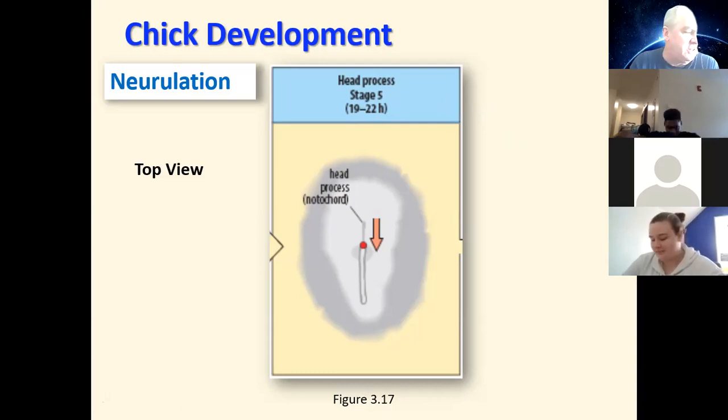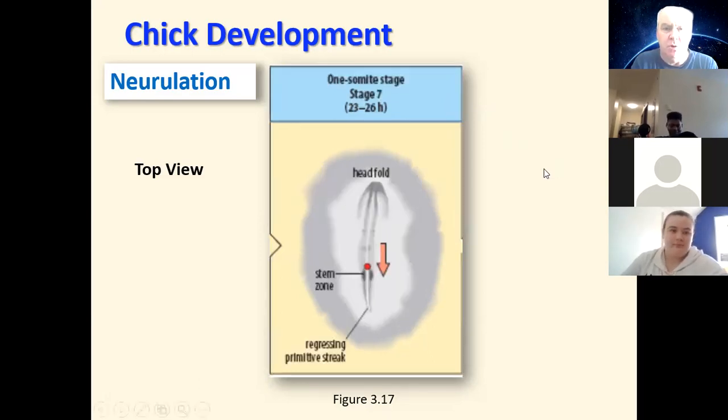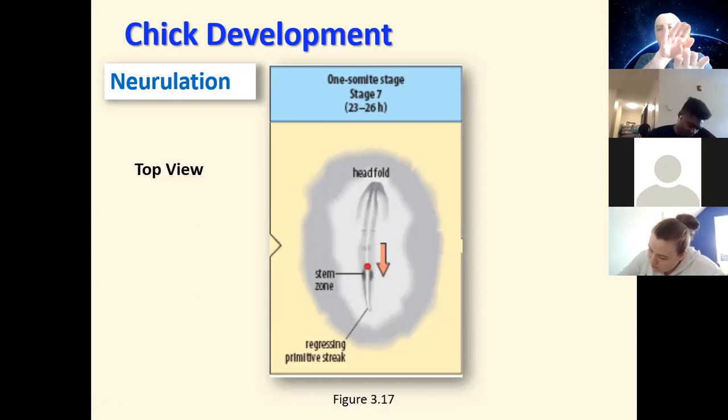Okay. So that's going to continue to go downwards, towards the posterior end. And here you can see the head is starting to form. It starts out called a head fold. Here in this figure, you can see the stem zone. And again, this is where cells are dividing, and they're going in through Henson's node and underneath. So they always have to go under because the surface is going to be ectoderm. So these cells are coming in, becoming mesoderm, and underneath, notochord and somites.